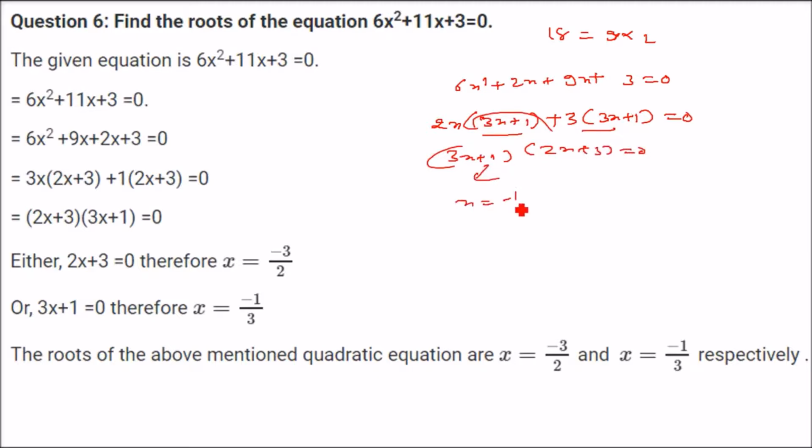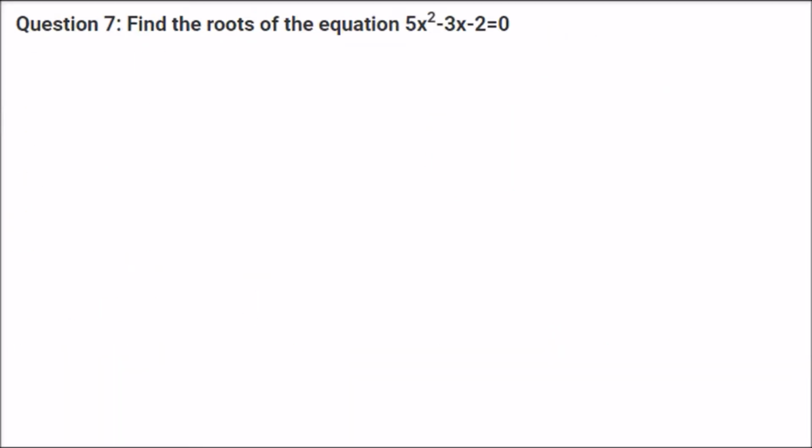From here you get x equal to minus 1 by 3. From here you get x equal to minus 3 by 2. So these are the two roots, meaning minus 3 by 2 and minus 1 by 3 are the roots of this quadratic equation.